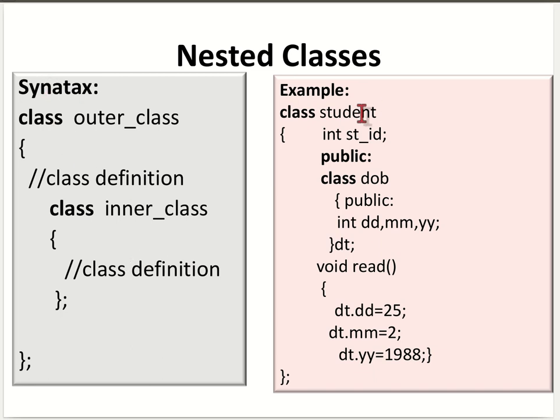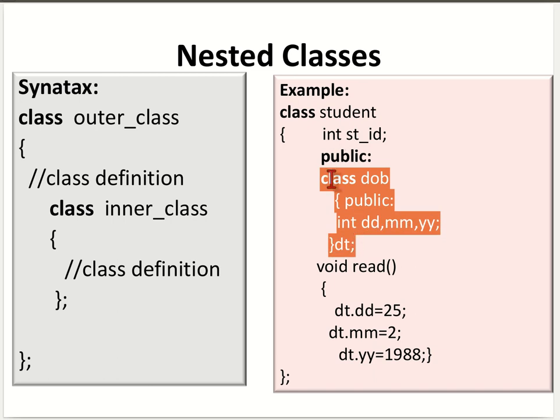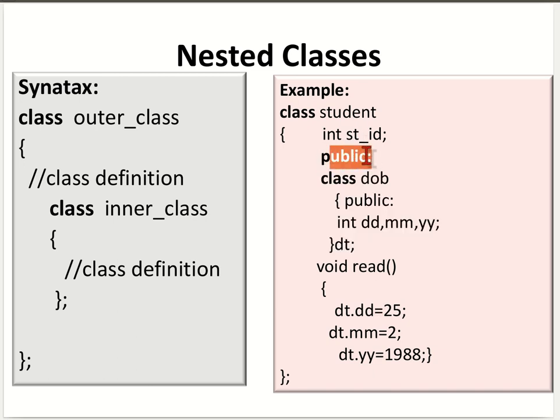So here is an example. This class DOB's definition is inside the class student. This class DOB can be used only inside this student. Here it is made public, so this class DOB can be used in main also, but through the interfaces only.